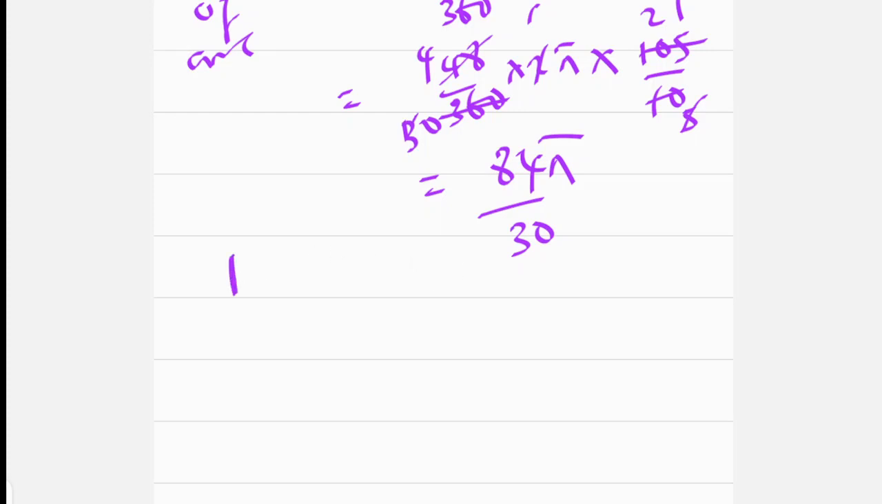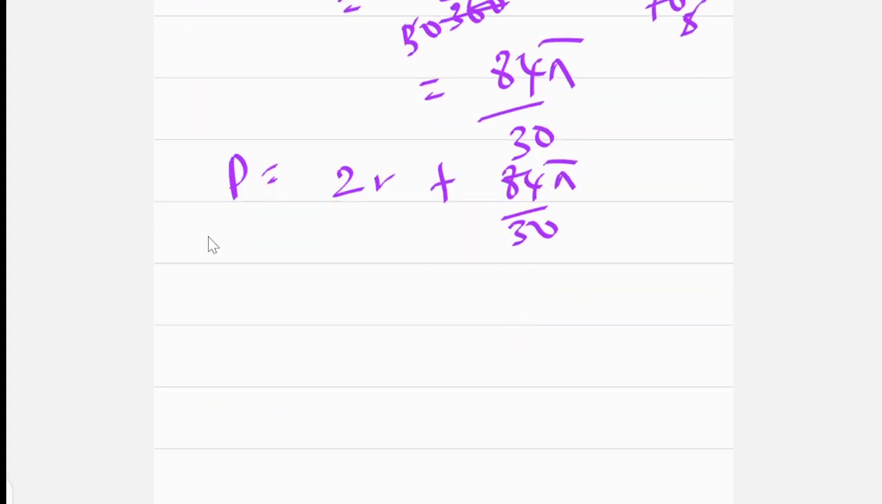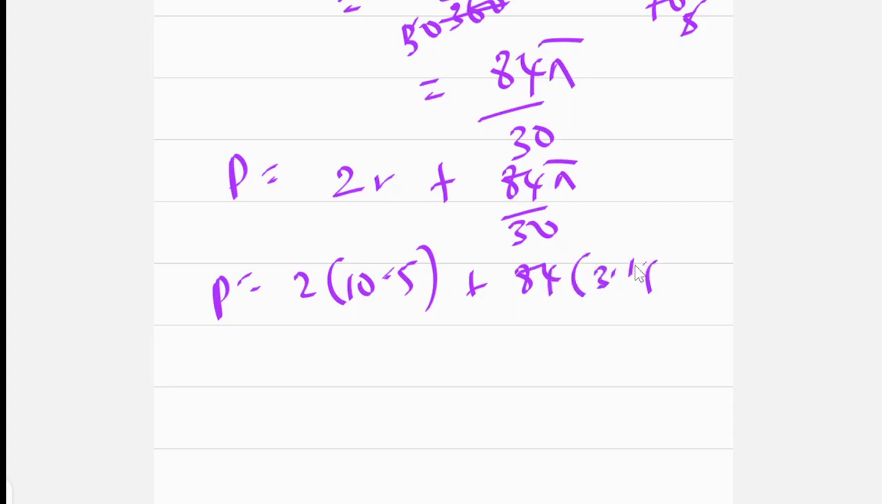So the perimeter will now be 2r plus length of an arc, which is 84 pi divided by 30. Let me see where our answer is in decimal, so it means we have to use decimal. Then my P will now be 2 multiplied by 10.5, right? Then plus 84 times 3.14, since we have our answer in decimal, divided by 30. So this guy will give me 21. 10.5 times 2 is 21.